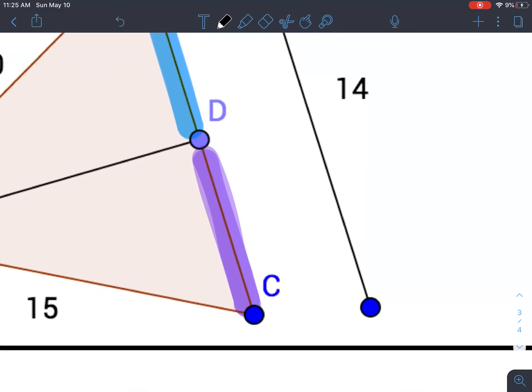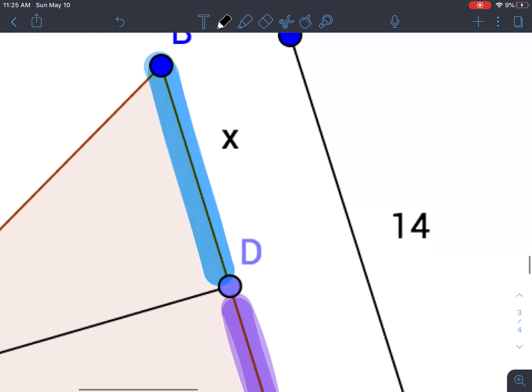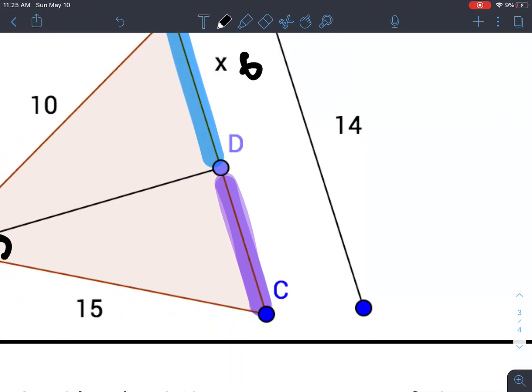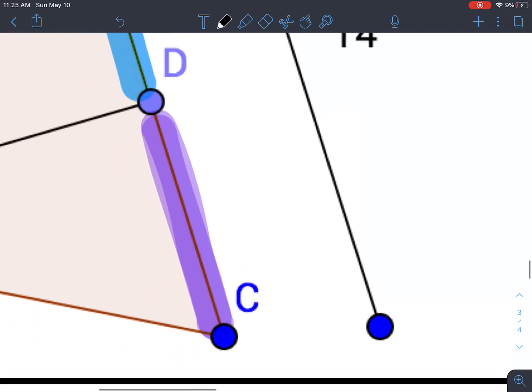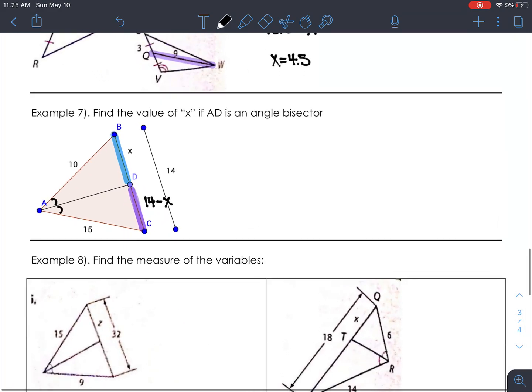So what I'm going to do is just kind of put a number in there just to see what would happen. So what if I put a 6 in for this X? What would I do to get the length of DC? Well, I would take 14 and I would subtract 6 from it, right? Same idea, I don't know what that X is, so my expression for DC is 14 minus X, okay?